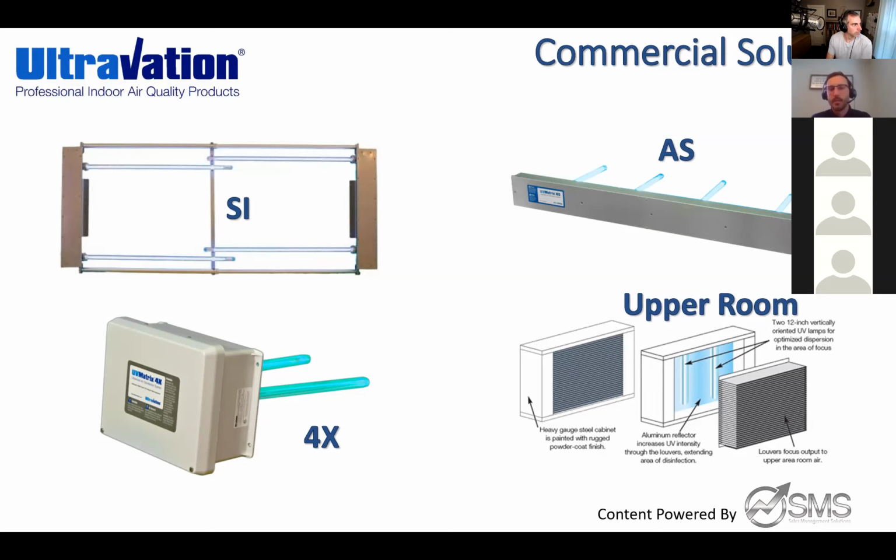Typically something like the SI is going to be used for coil treatment. Something like the AS is going to be used for Airstream disinfection. Something like the upper room is going to be used for situations where you do not have ductwork running through a commercial application, or you do have ductwork and you want more IAQ technology in that situation. And the 4X that you see there is basically our rooftop application.